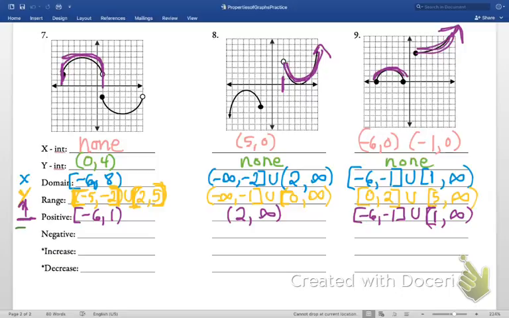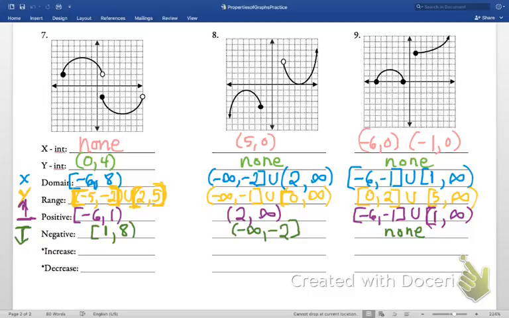Okay, now let's do our negatives. Remember, negatives are below. So I'm going to color what's below the axis. Below the axis on number 7 starts at 1 and goes all the way over to 8. On number 8, the stuff below the axis, because we got that arrow, we got to go from negative infinity all the way up to -2. All of that's below the x-axis. On number 9, I don't have anything below the x-axis, so I'm just going to write the word none. Makes it super easy.